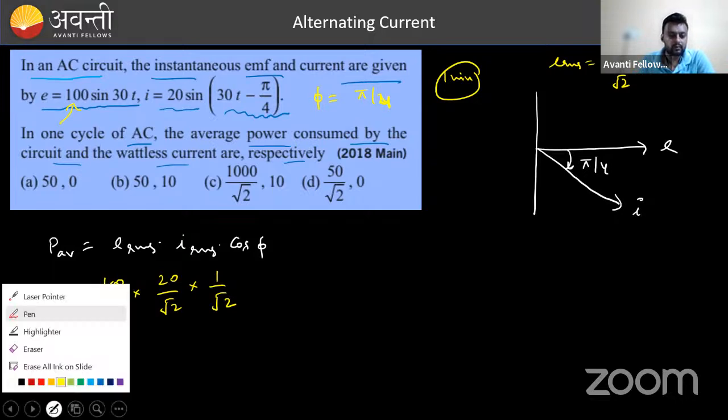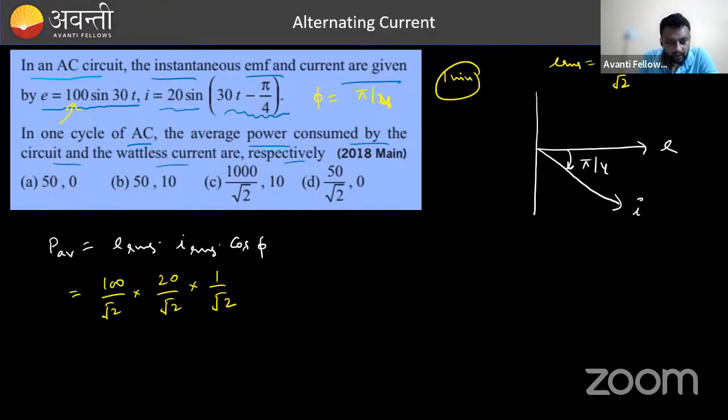Now, this is very simple calculation. This root 2 and root 2 will make 2, and 2 tens are 20. So this is going to be 1000 by root 2. So P average is coming out to be 1000 by root 2, which is clearly option number C. There is no other option containing this much value.